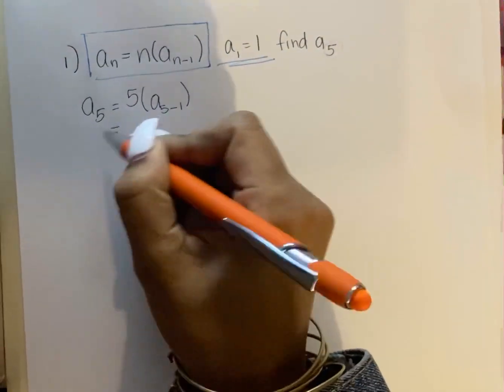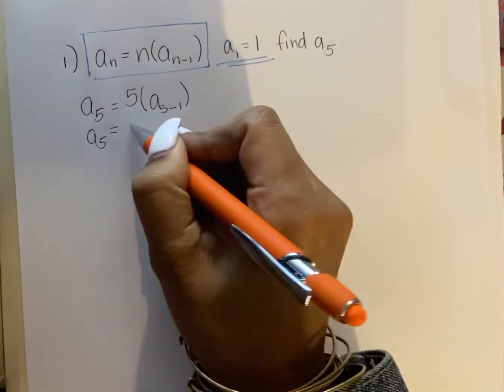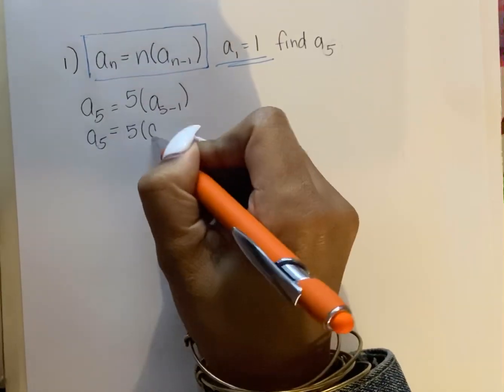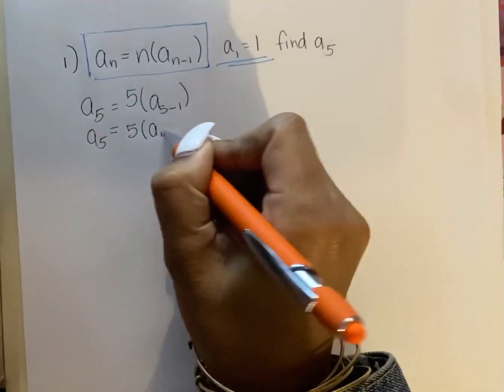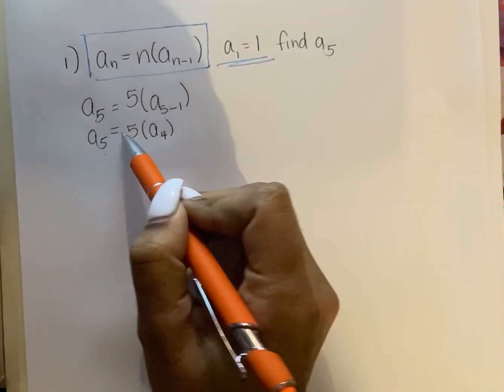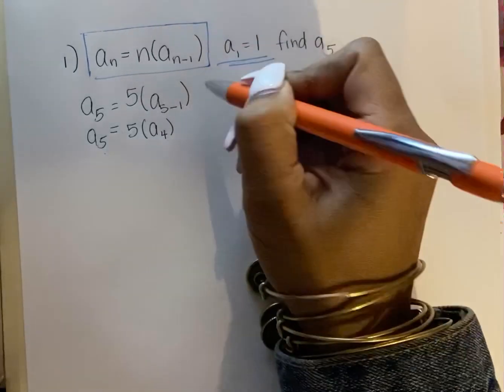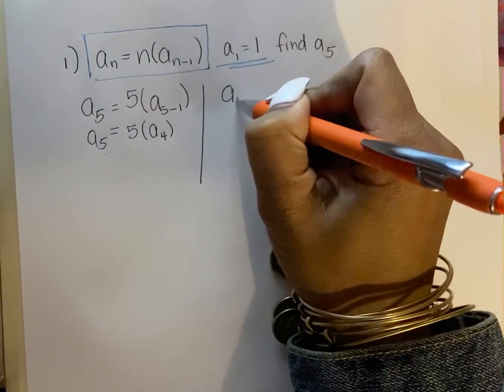And what you'll see is that a of 5, which is the actual value of your fifth term, is going to be 5 times a of, and then 5 minus 1 is 4. So it really shows you that your fifth term is 5 times your fourth term. The problem here is we don't know what the fourth term is. So we have to take a second and find your fourth term.